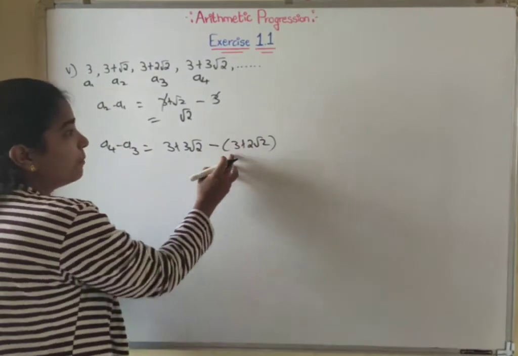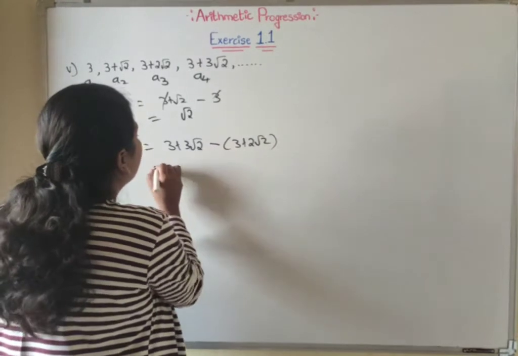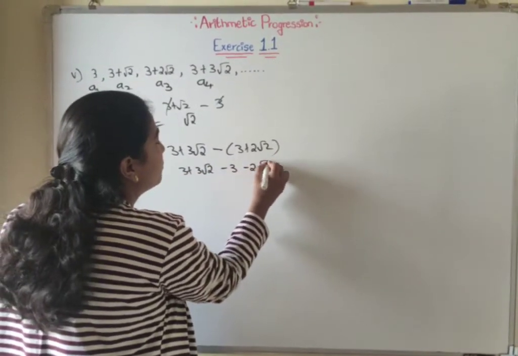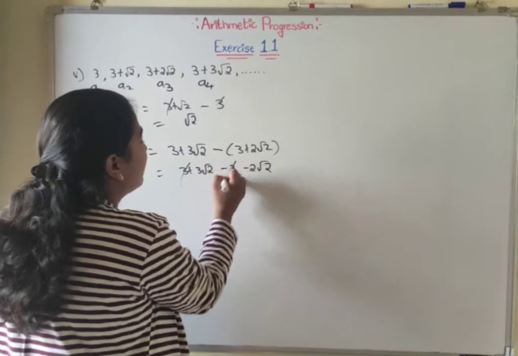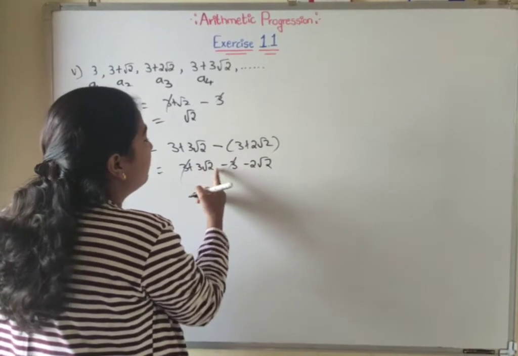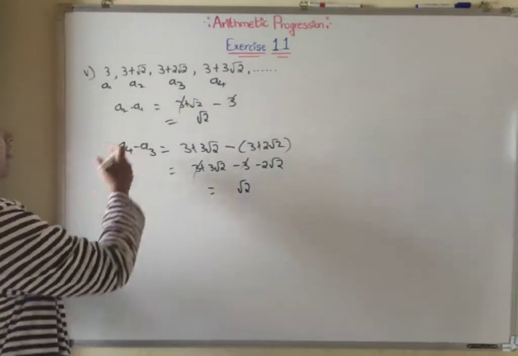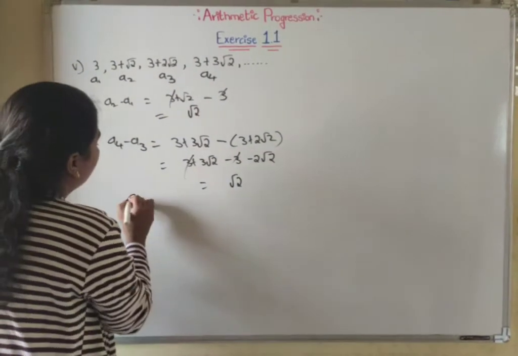You should open this bracket by multiplying with the minus sign. 3 plus 3 root 2 minus 3 minus 2 root 2. See here, plus 3 minus 3 gets cancelled here. 3 root 2 minus 2 root 2, you are getting root 2. Or else if you want, you can check for A3 minus A2 also here.